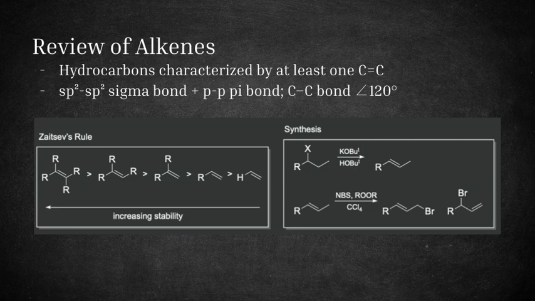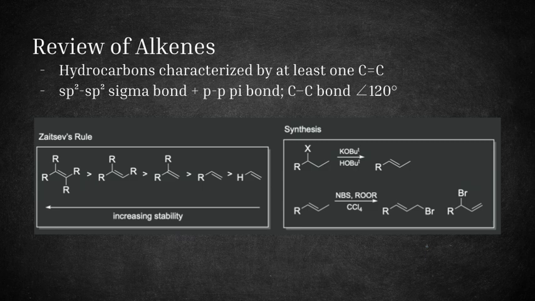The double bond has a planar geometry with bond angles around 120 degrees, and restricted rotation leads to cis-trans isomerism in di-substituted alkenes. According to Zaitsev's rule, alkene stability increases with the degree of substitution, with tetrasubstituted alkenes being the most stable, followed by trisubstituted, disubstituted, monosubstituted, and unsubstituted alkenes in that order.